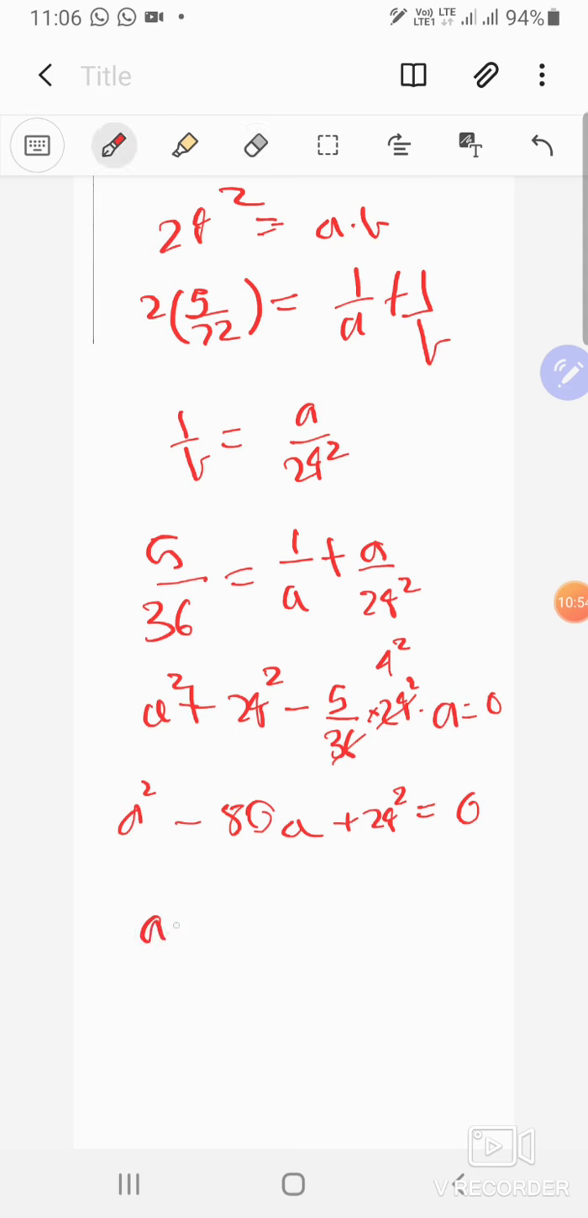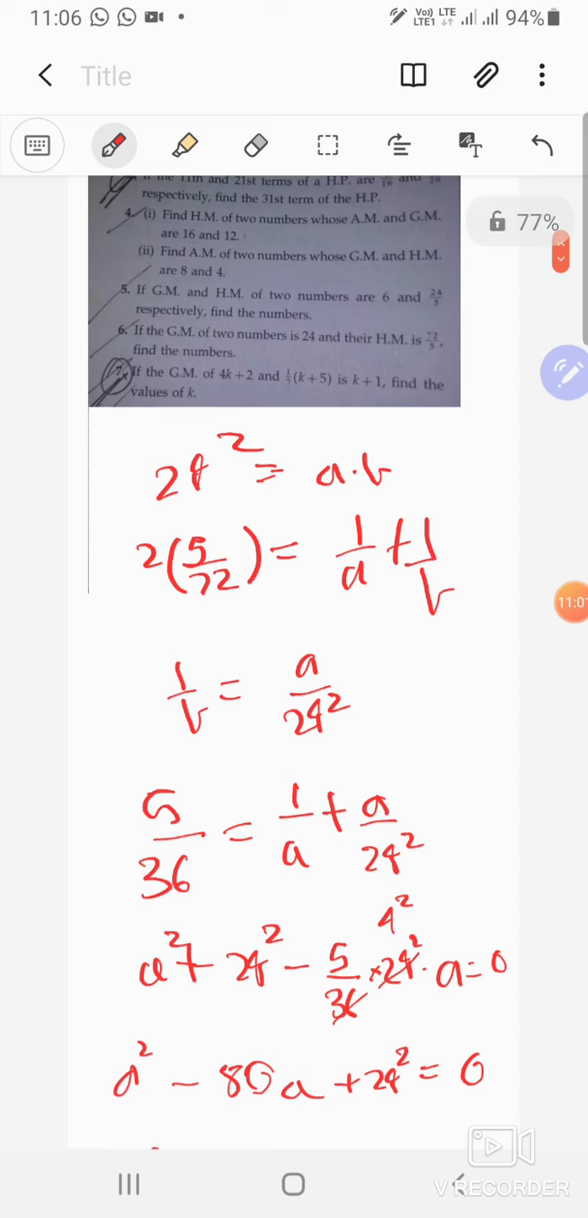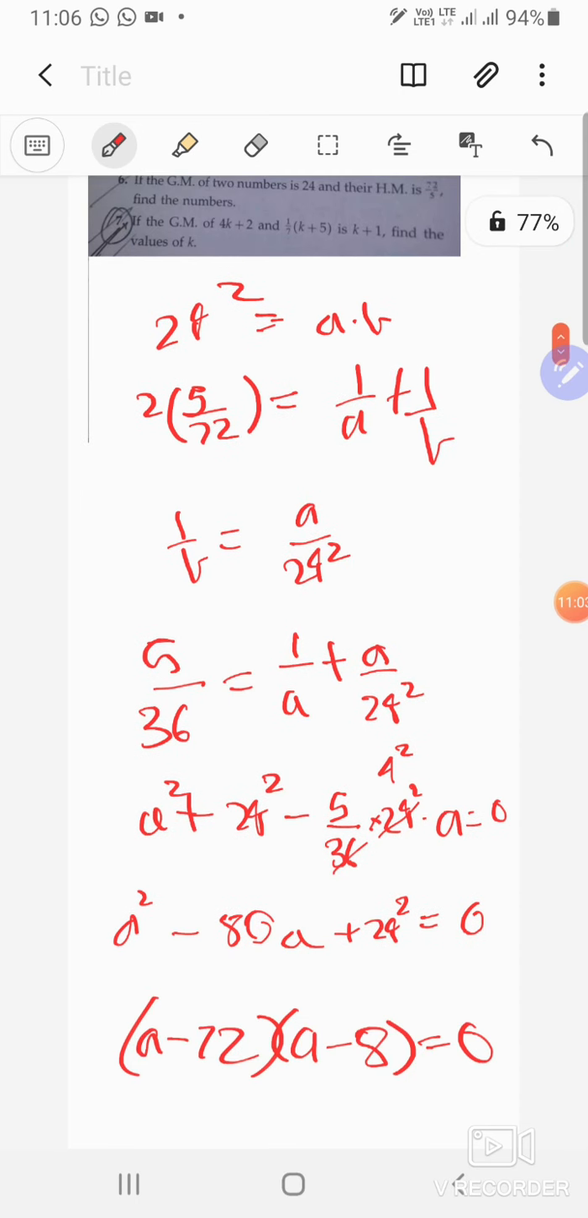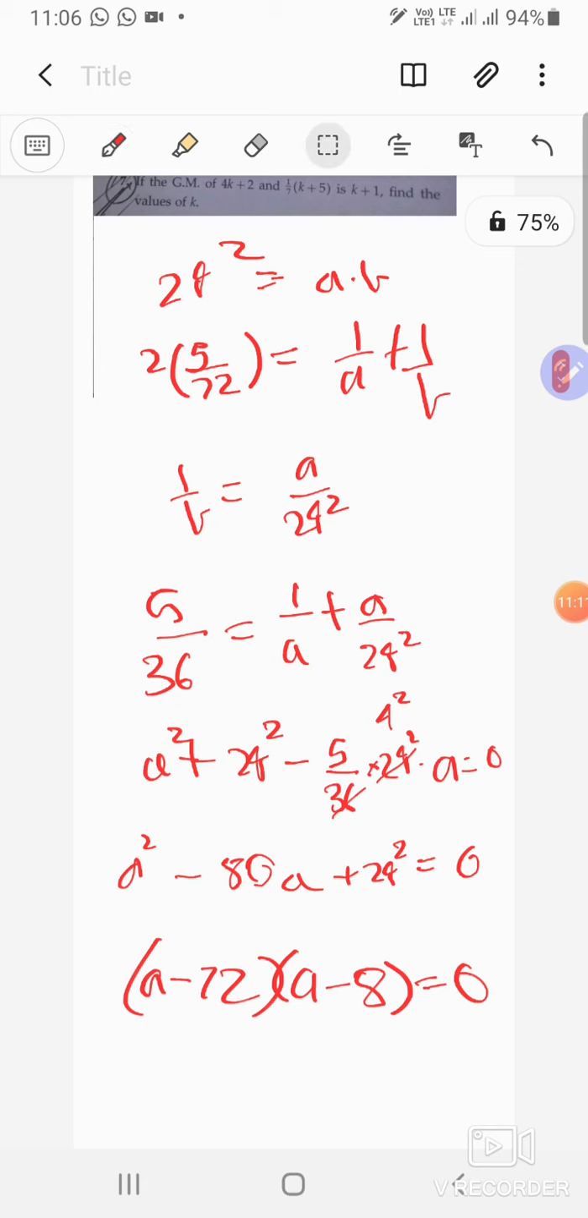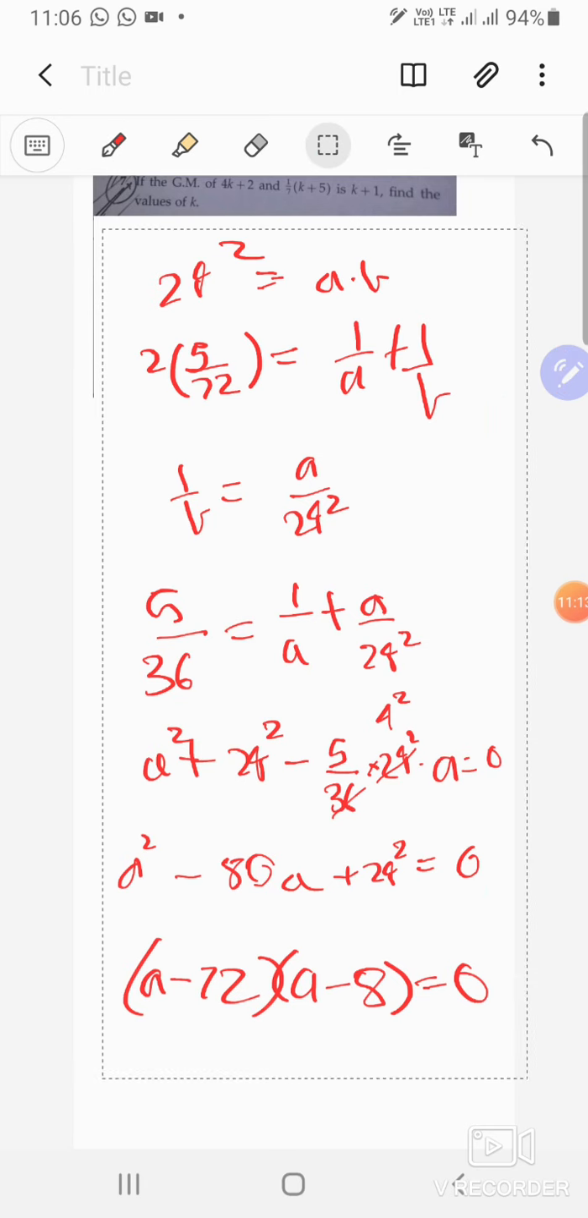So this thing can be factored as (a minus 72) into (a minus 8) equals 0. So either a is 8 or 72. Yeah, and if a is 8, then the other number is going to be 72, and if a is 72, the other number is going to be 8. So 8 and 72 are those two numbers. Easy. Just delete this.